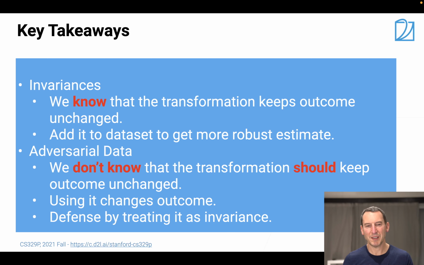So key takeaways. We call something an invariance if we know that the transformation keeps the outcome unchanged, and we add it to the dataset to make the model more robust. In adversarial data, we don't know that the transformation should keep the outcome unchanged, and so using adversarial data typically changes the outcome, and one way to defend against it is by treating it as an invariance.